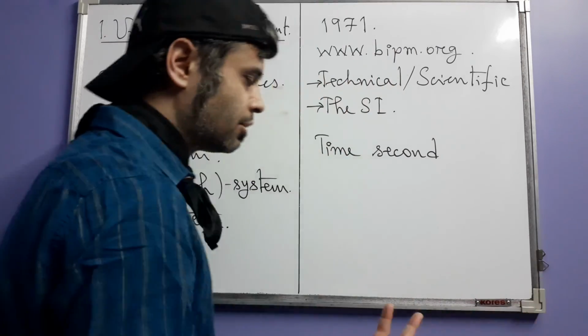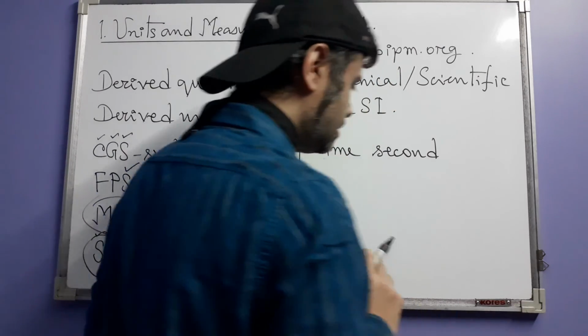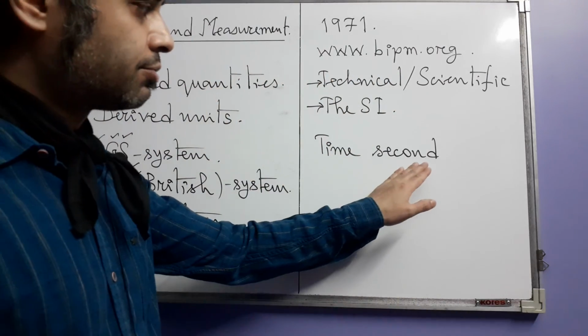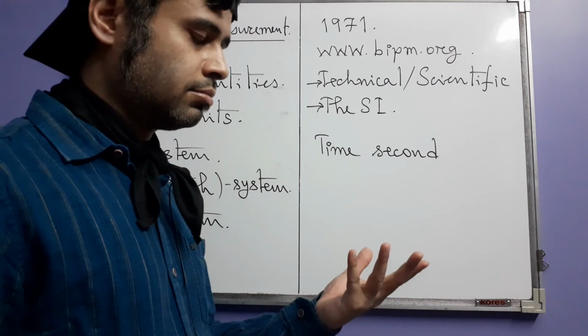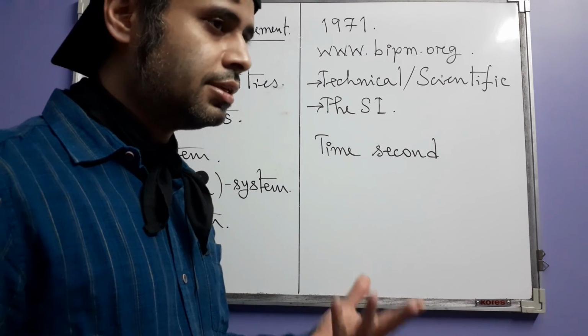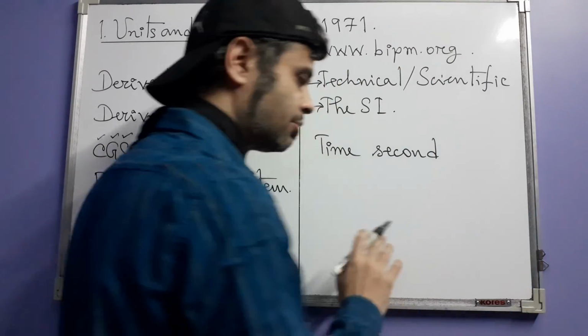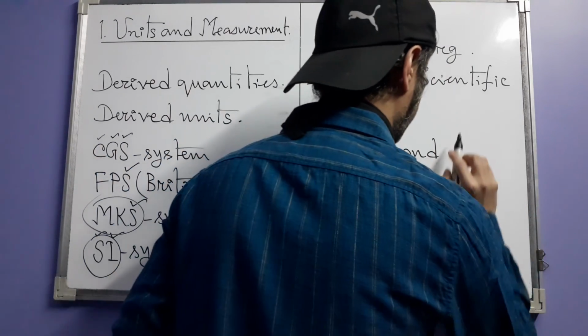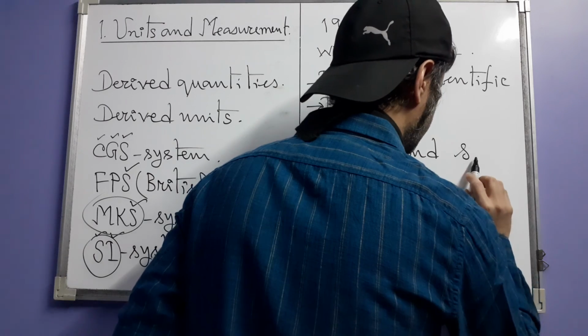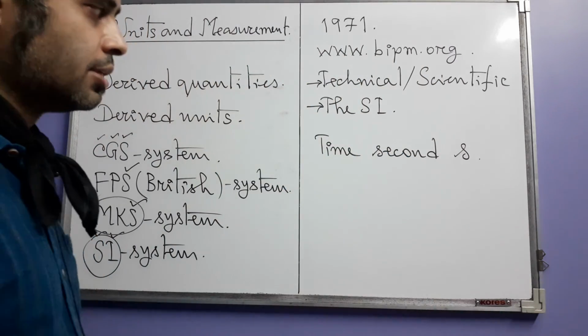Or you can see the book also, in the book also it's given. It is defined in terms of the frequency of the cesium-133 atom, something like that is given. Okay, we need not worry too much about that right now itself. And the symbol that we use is s for this unit, time.